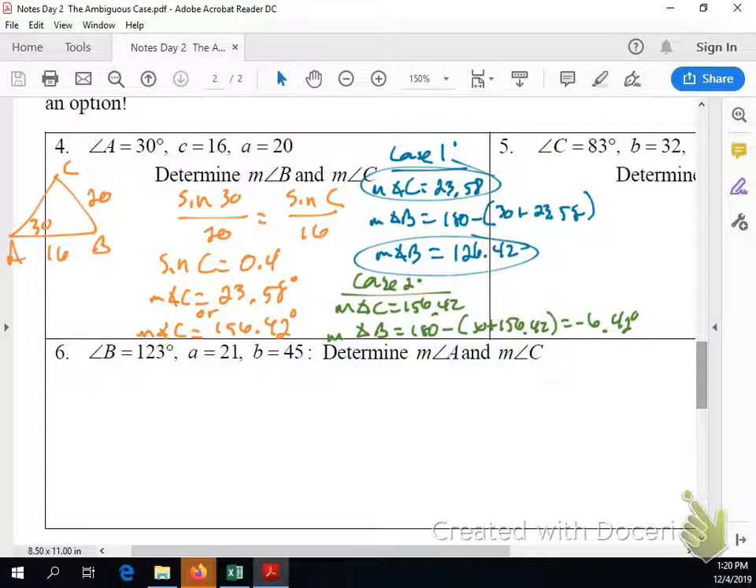So since angle B can't be negative 6.42, that means angle C can't be 156.42. So we cannot consider this a possibility in making a triangle. It can't happen, right? It's just not possible. So there's only one way to make a triangle with that information.